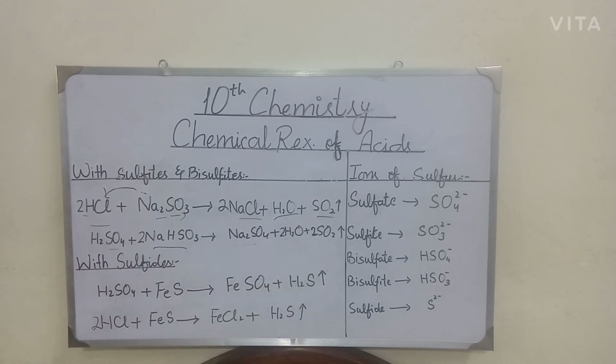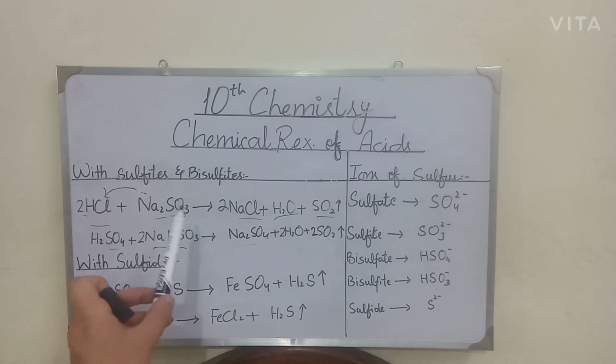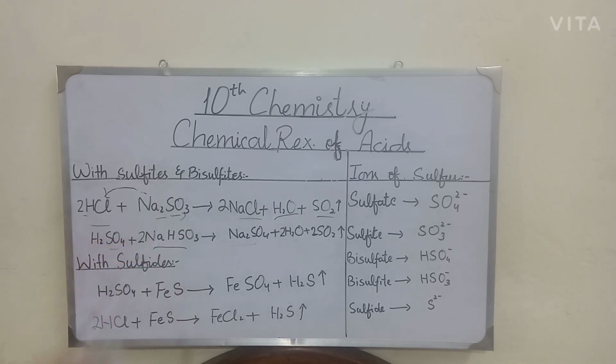So by using these 2 types of reactions, we learn that the reaction of sulfite or bisulfite with acid will produce salt, water and SO2 gas, sulfur dioxide gas. The identity of sulfur dioxide gas is its pungent smell. Yes, SO2 gas has a pungent smell, and by the production of the pungent smell we can detect that the reaction has proceeded.